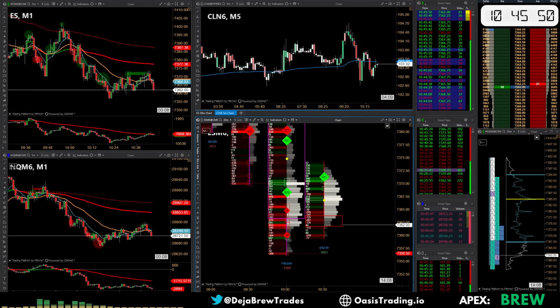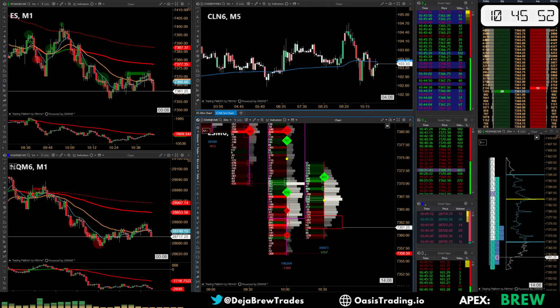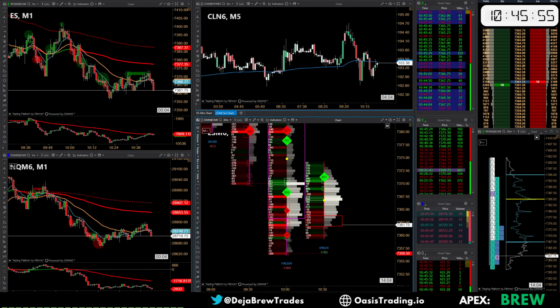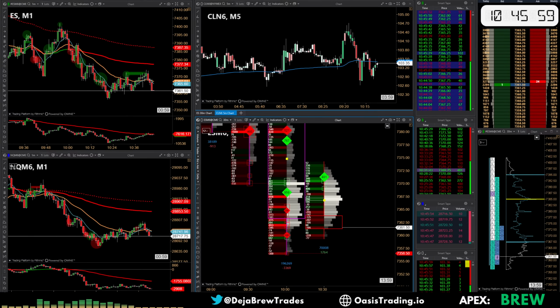Keep an eye on this 24 EMA and 8 EMA. You're starting to trend a little bit again. If you lose this 30-minute low, you're still looking pretty good for lower value.